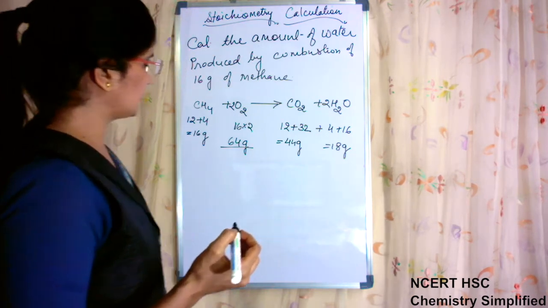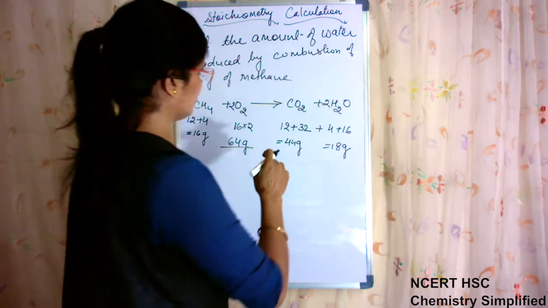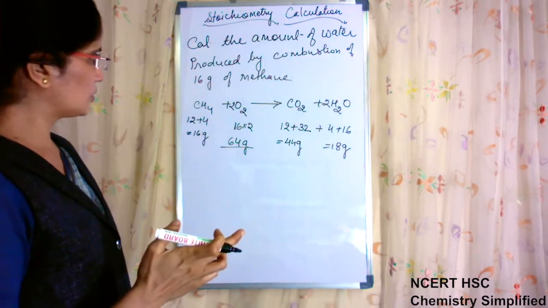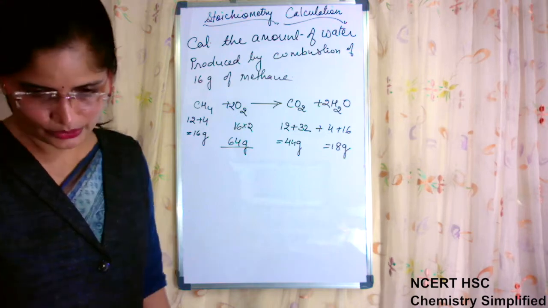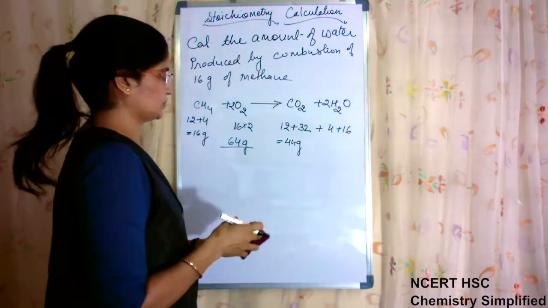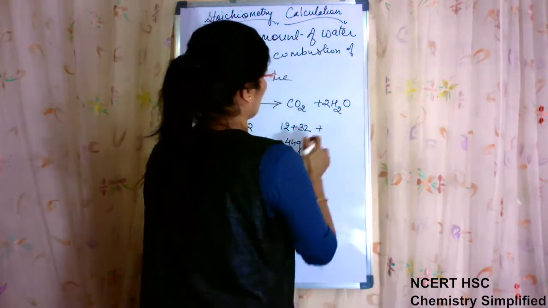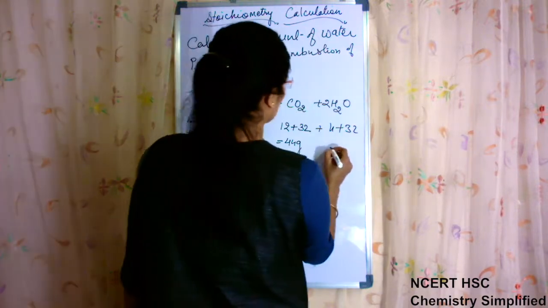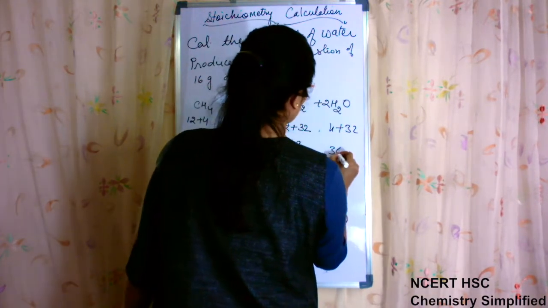Some mistake we have done. Ma'am, it's 2H2O. So what has happened here? I wrote 18 for one water. So it will be 4 plus 32, that will be equal to 36 grams.